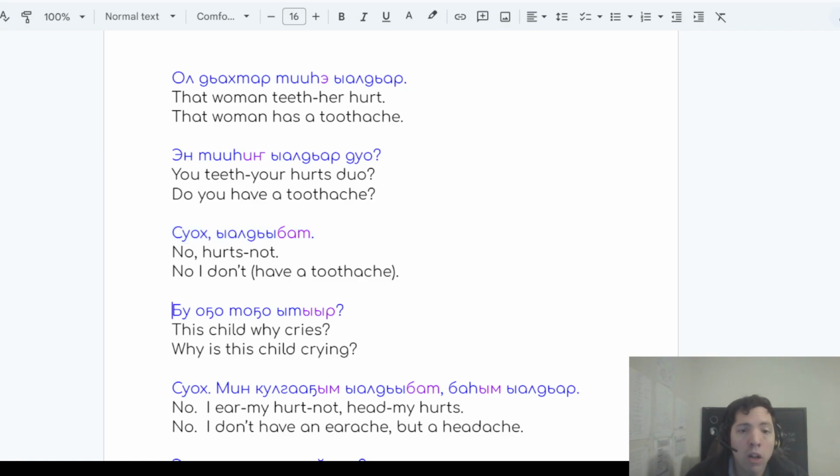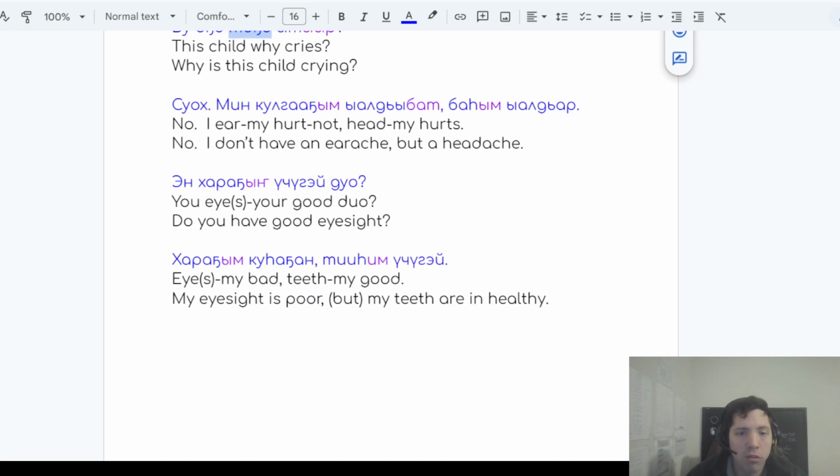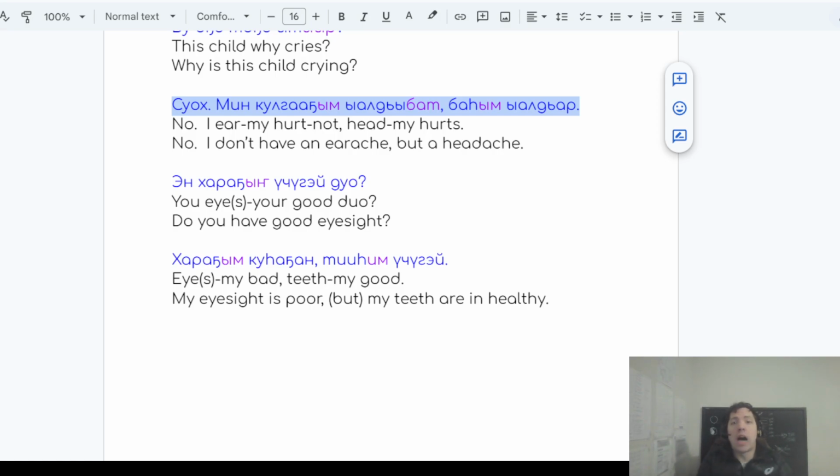Bu aga taga uter. Why is this child crying? So we know here, taga is why. Very useful word. Such mil kulgagab aljabat bachab aljar. No, I don't have an earache, but a headache.